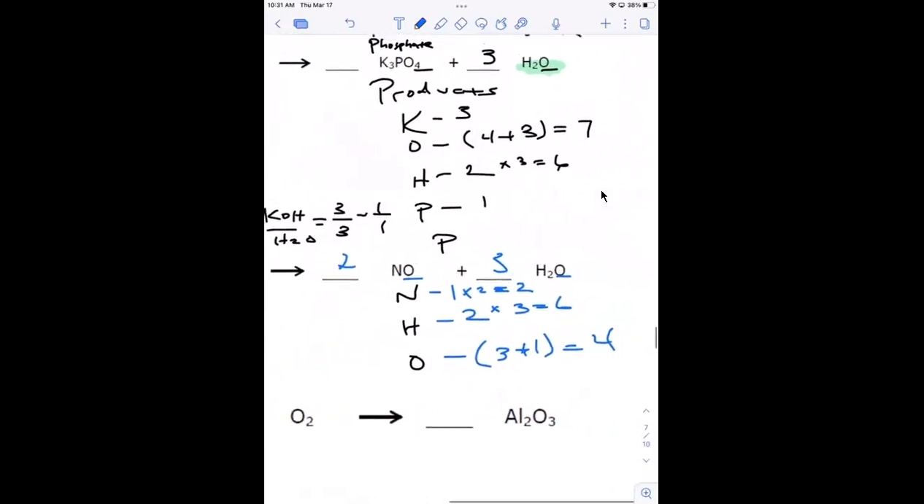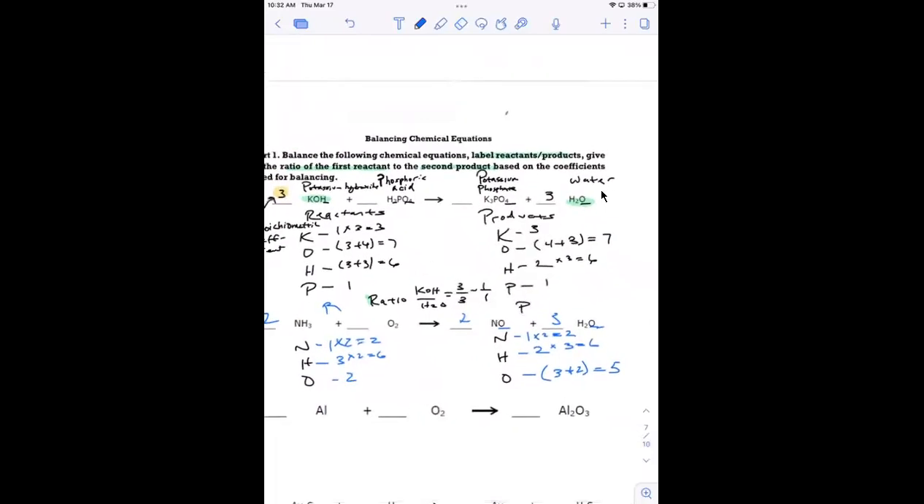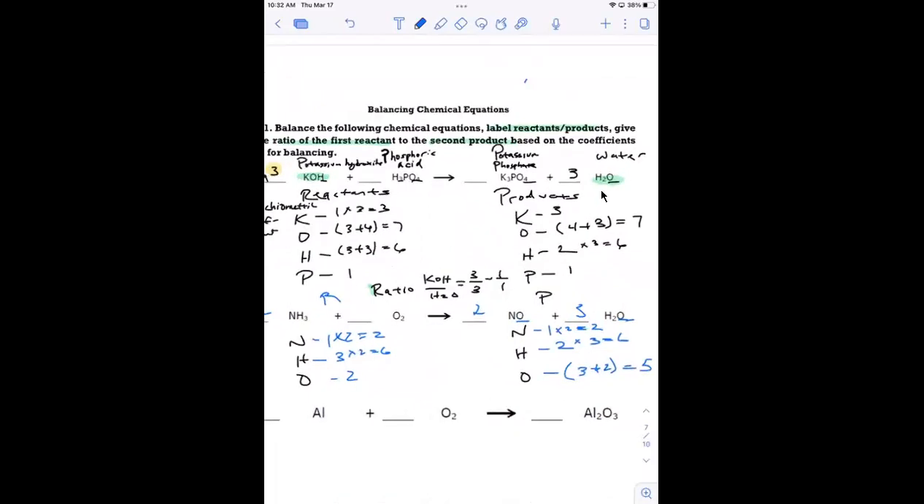And then that's also going to add to the oxygen. So instead of 3 plus 1 is going to be like 3 plus 2, because this is going to increase that number of oxygens to 2. So the total number of oxygens is now going to be 5. Are we okay with that? So you have 2, 6, and 5, and then 2, 6, and 2. So now we just need to balance oxygen.